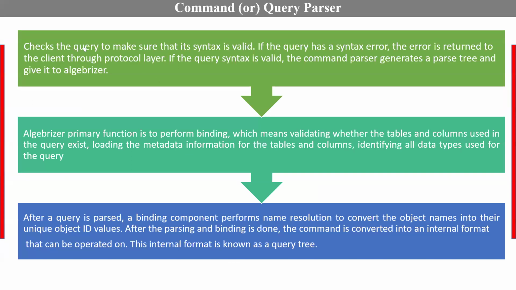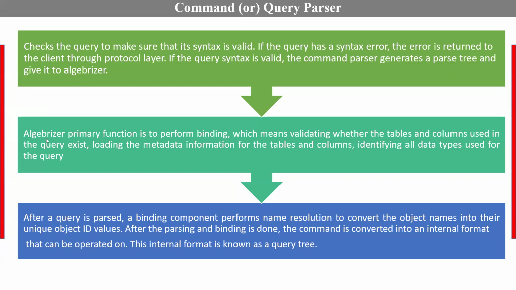Check the query to make sure that the syntax is valid. If the query has a syntax error, then it will return the error to the client through the protocol layer. First, it will check the syntax. This is mandatory. In case of any syntax error, it will go back to the client saying there is a syntax error, via network protocols only. If the syntax is valid, the command parser generates the parse tree and gives it to the algebrizer.